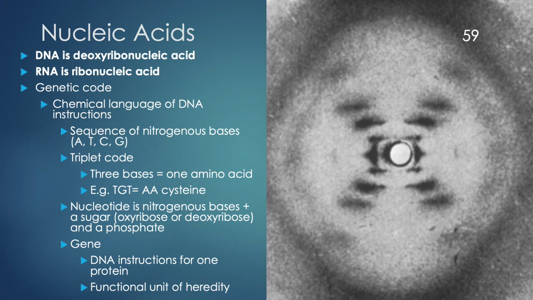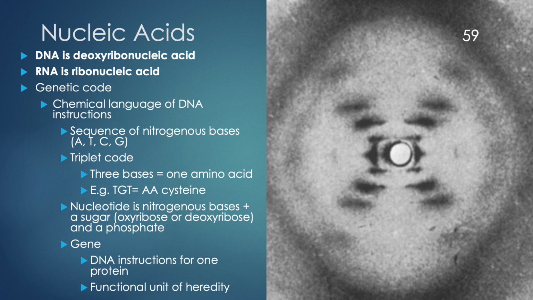Nucleic acids are really what has all of the information in them in the nucleus. DNA is deoxyribonucleic acid and RNA is ribonucleic acid. And you should be able to spell both of those very easily. So make sure you study that.